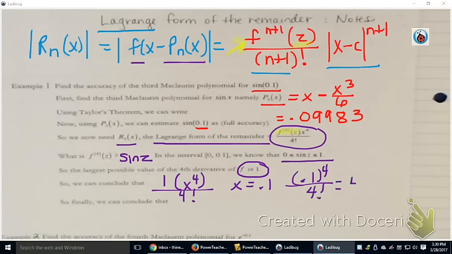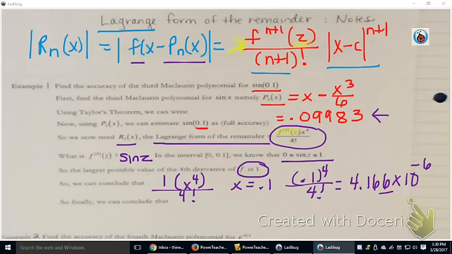And we would get 4.166 times 10 to the negative 6. That's our error. That's how much we would be off if we estimate sine of 0.1 using the third degree polynomial, or we get that value. So if they ask for the error, that right there would be the error.